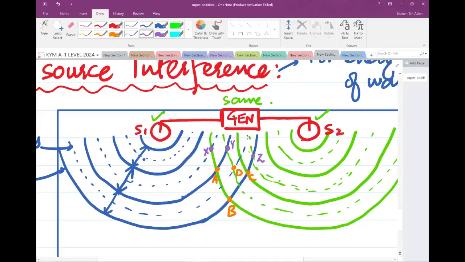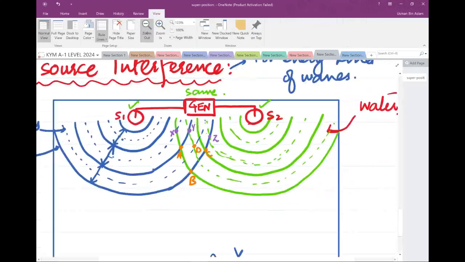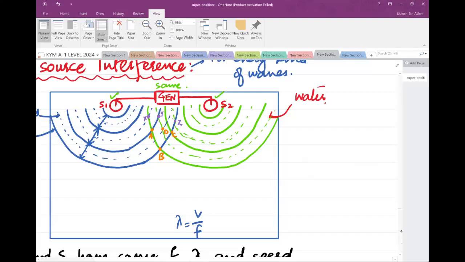Sir, doesn't superposition ruin the harmony of the wave? Yes, in some areas, there will be a point where there will be destructive interference. So there the waves will not be able to cause as big vibrations as needed.